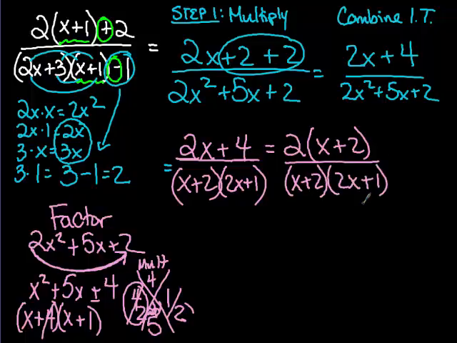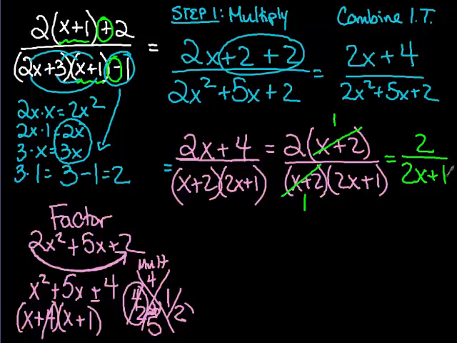So now we look. Do any of the factors match? Well, 2, there's no other 2's, but x plus 2 there are. So x plus 2 will reduce to 1. 2 times 1 is 2, and in the denominator I have 2x plus 1. Again, guys, we have to make sure that we set our denominator equal to 0.